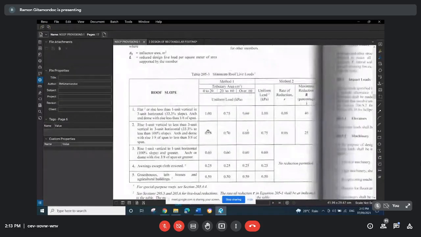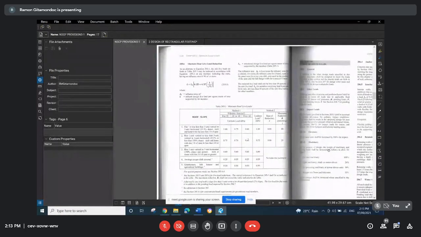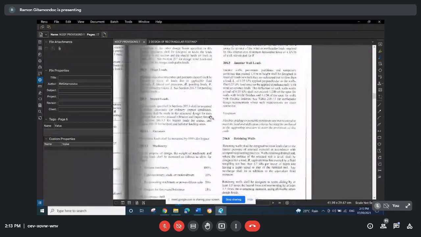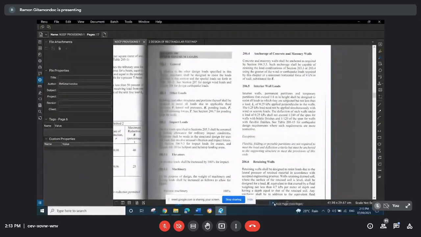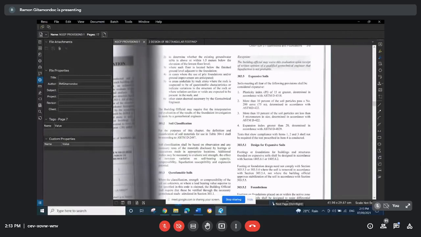Now, this one, minimum roof live load, depends on the roof slope. And there are two methods presented, Method 1 and Method 2. So just try to study this from the NSCP. You have to be familiar with the load calculation. It's very important, because if you got the wrong loads, then of course you will get the wrong design.